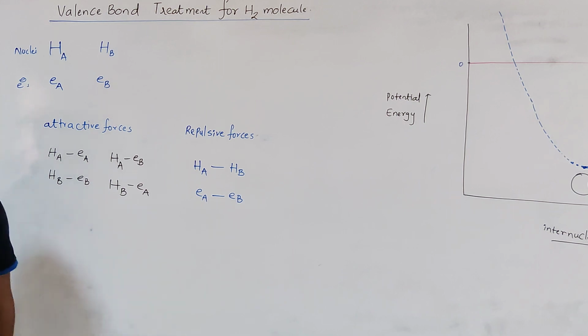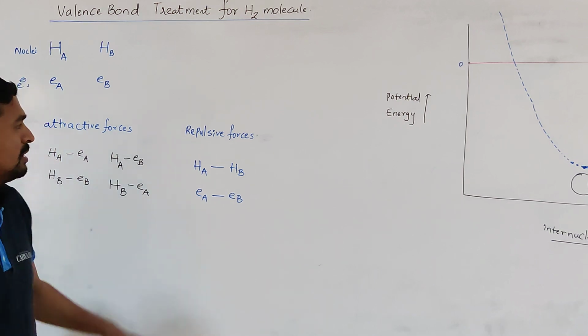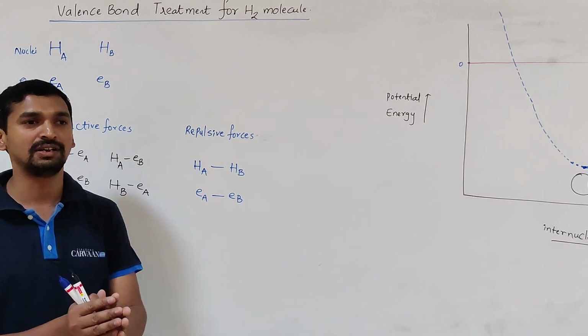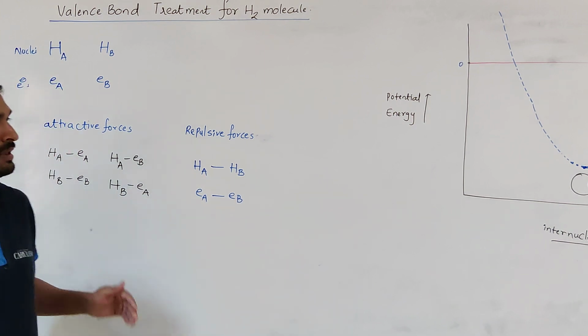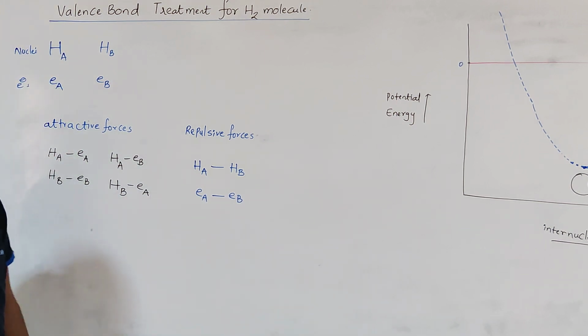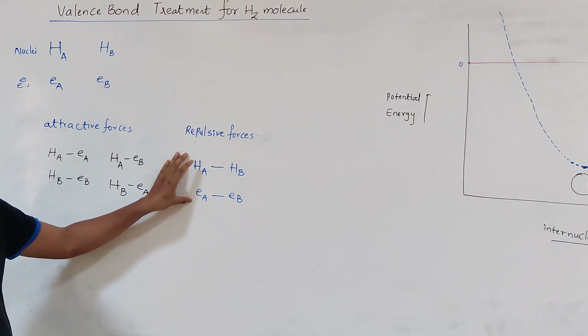We know very well the attractive forces always keep the two bonded atoms close together. The repulsive forces always push the atoms apart from each other. But it is experimentally observed that the attractive forces dominate the repulsive forces.